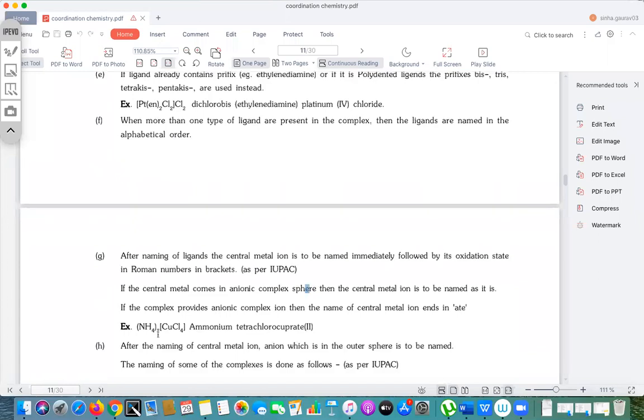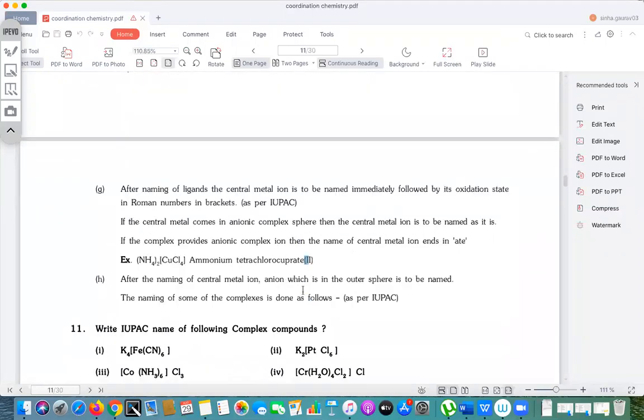Take (NH4)2CuCl4. NH4 we write down first, because the cationic part always comes first: ammonium. Then tetrachloro, then cuprate. If the metal is in the negative part, the anion, then we write cuprate, and then the oxidation state of copper, 2. After naming the central metal ion, the outer sphere is named in order. The naming of some of the complexes is done as follows, as per IUPAC. Now with examples you'll get it.